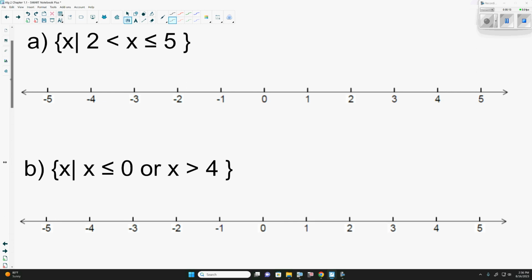Circles and shading. Now, if we look at the first one, the first part of this is saying the set of all real numbers x such that we have this inequality here. So when we graph it, we're really just graphing this inequality on the number line.